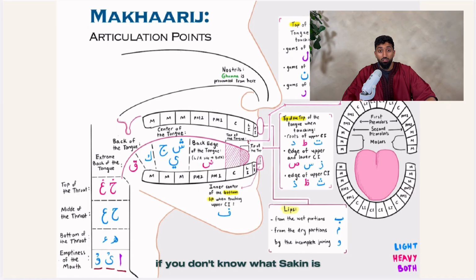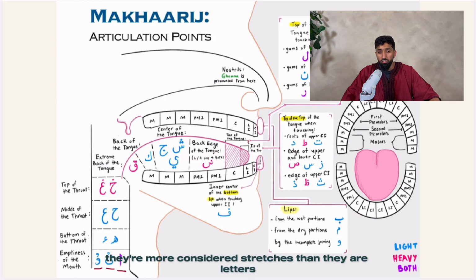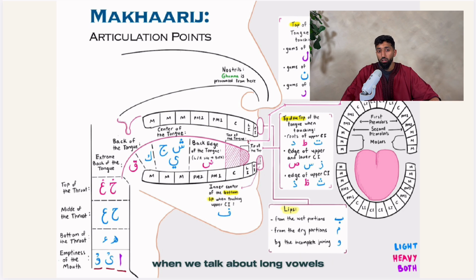If you don't know what sakin is, don't worry, we'll talk about that in a future video. Essentially, these letters represent the vowel sounds, the longer vowels, the a, e, u sounds. They're more considered stretches than they are letters, and we'll talk about them more when we talk about long vowels.